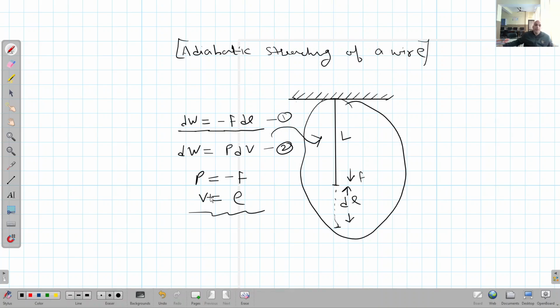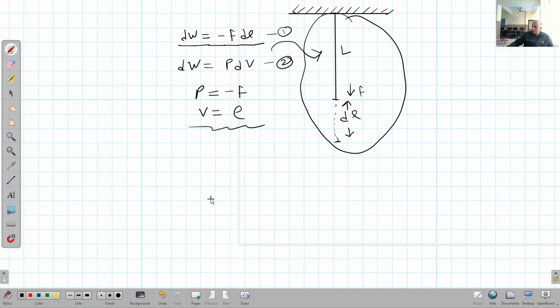Clear? Third equation, that is (∂T/∂V)_S equal to (∂P/∂S)_V. This is equation number 3, and this is Maxwell's third relation.